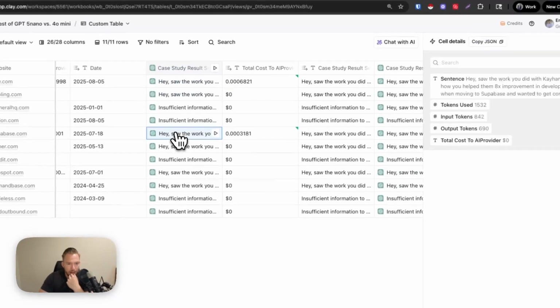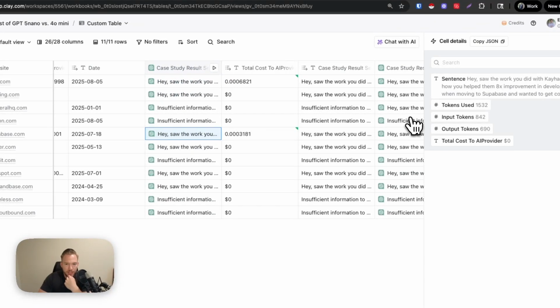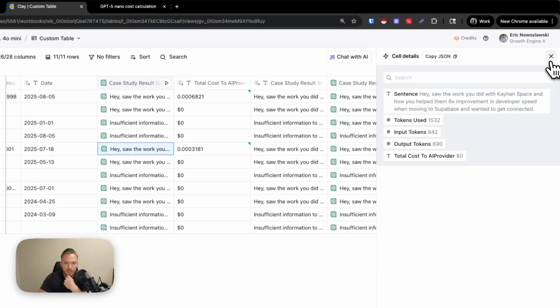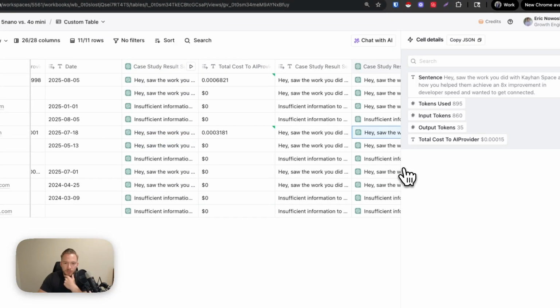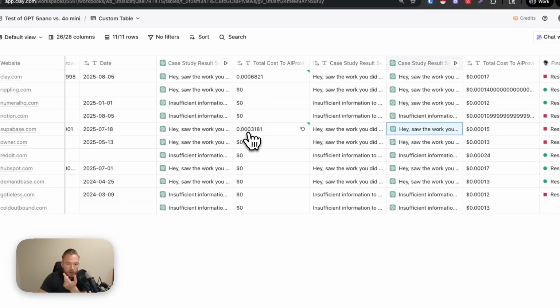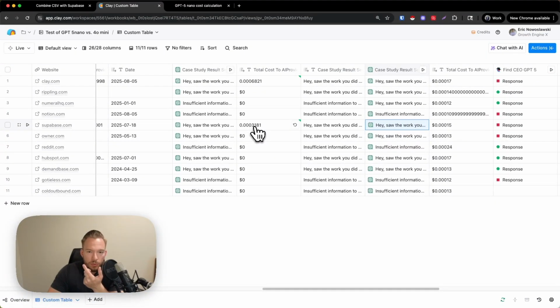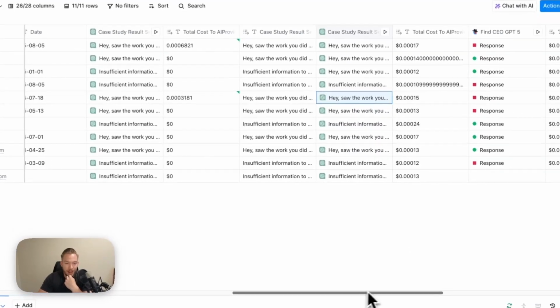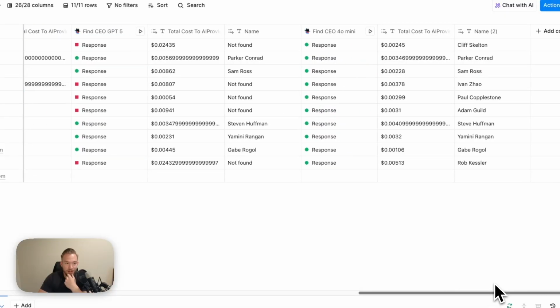Then the other one that I have the math on, and if people care, I can give more math, I suppose. But then, hey, saw the work you did with Kaihan Space and how you helped them achieve an 8x improvement in developer speed. Amazing. It's the same output. But this cost was 0.0003. This cost is 0.001. Not really great. Not looking great. And I am the biggest fan of OpenAI. And then this final test really was kind of the nail in the coffin for me.